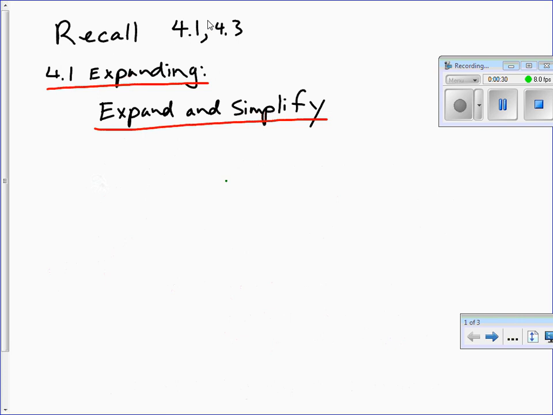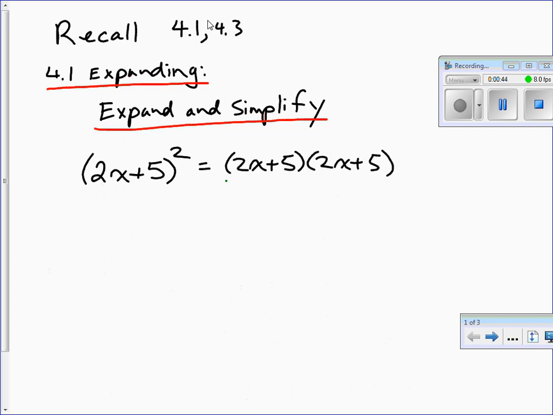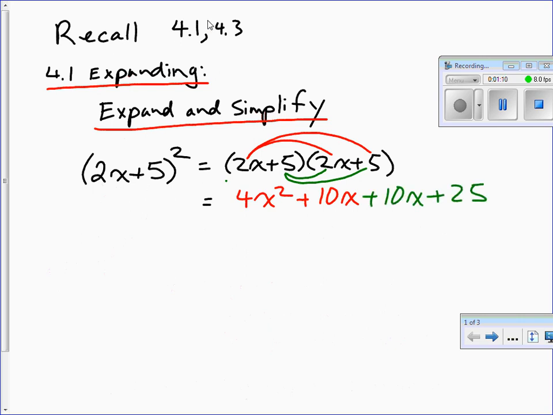But in particular, we looked at a special expansion. So if we have 2x plus 5 all squared, we end up with something that looks like this. Now, when we apply FOIL, the 2x would be applied to everything in the last bracket, and we would get something like this for the first half of our equation. Then we would take the 5, which is in the first bracket, and apply it to everything in the second bracket to ensure that the entire quadratic is expanded. And we end up with 10x plus 25.